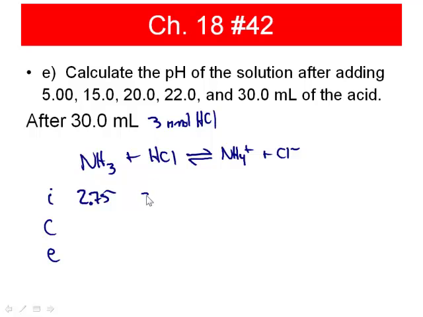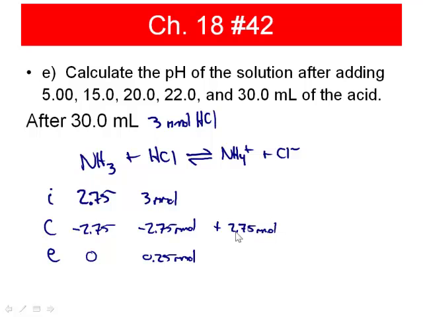I'm going to add to this 3 millimoles of my HCl. Now, when I do this, it is going to totally react with the ammonia, okay? And so this all gets used up. So the change is negative 2.75 millimoles. And the change here is also going to be negative 2.75 millimoles because for every 1 mole of this, guys, that gets used up, 1 mole of this gets used up. Okay, so at the end, I have none of this, and I have 0.25 millimoles of that left. And also, you can see that I'm going to make 2.75 millimoles of this, and so at the end, I'm going to have 2.75 millimoles of ammonium as well.